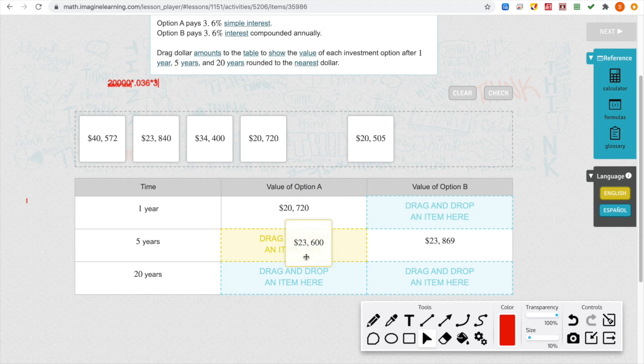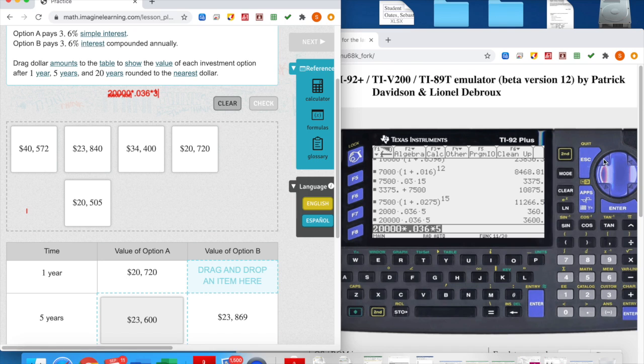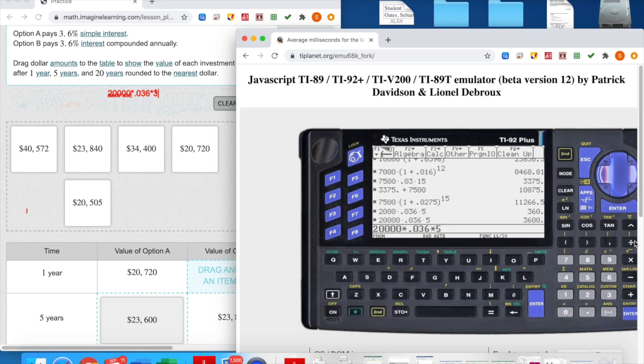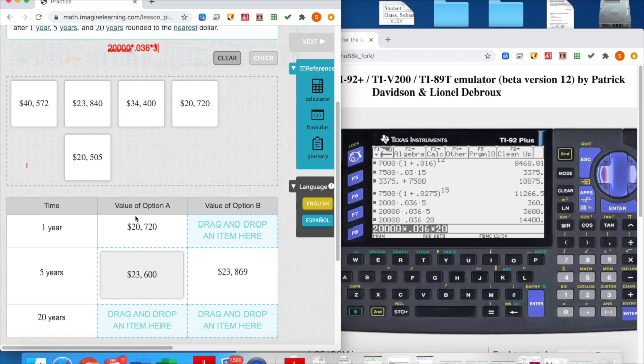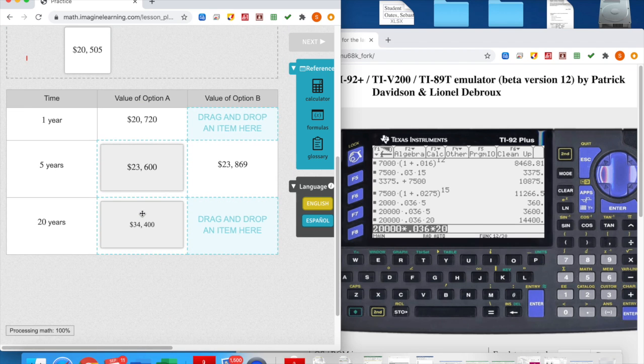Now I'm going to do the same thing, but instead of replacing it with 5 years, I'm going to replace it with 20 years. So now my interest, or how much it grows, is going to be $14,400. So if it started at $20,000 and it grows $14,400, I'll have $34,400.